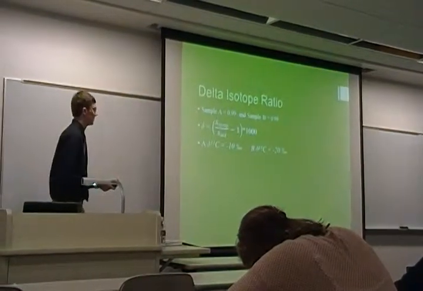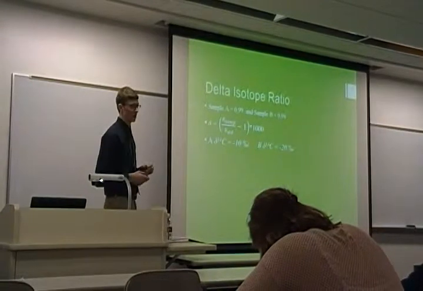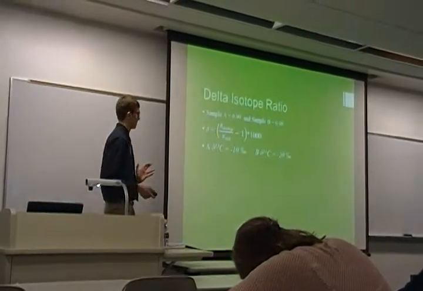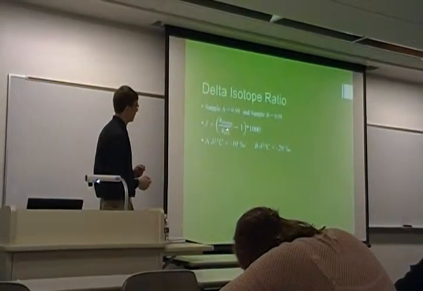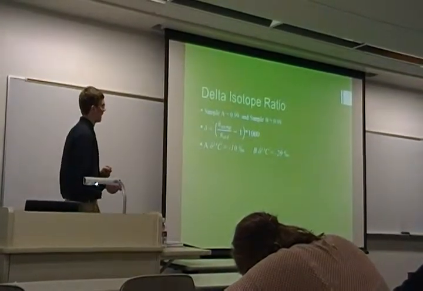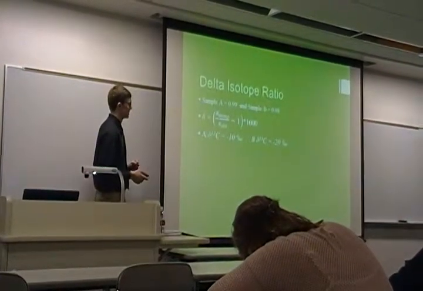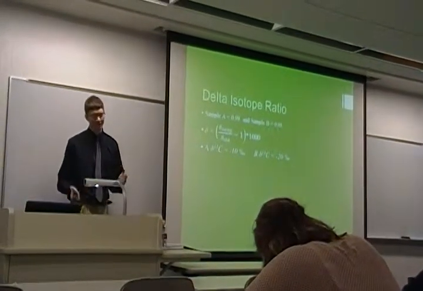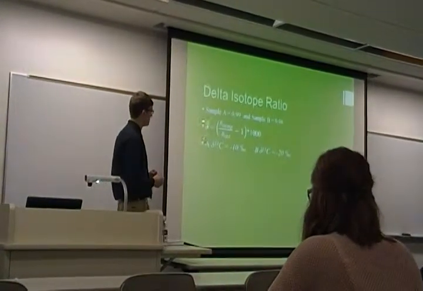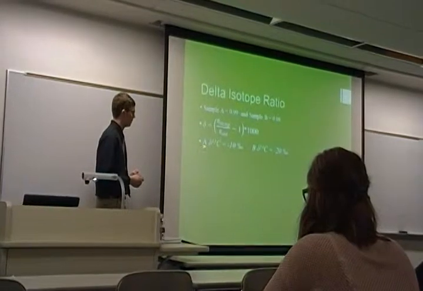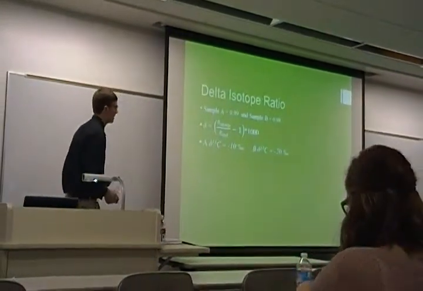So here's just an example. If you had carbon-13 to carbon-12 isotopes, maybe that's what we're talking about, and sample A's ratio, once you divide it by a standard, we'll talk about standards in just a second, the differences are 0.99 and 0.98 in their ratios, which doesn't seem like a very significant difference, but when we put it into this delta equation, we get our values of -10 and -20 for the two different samples.